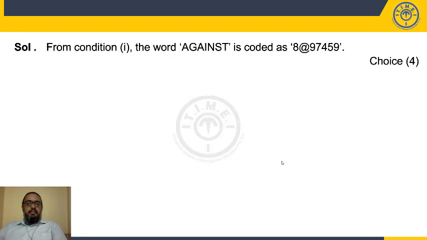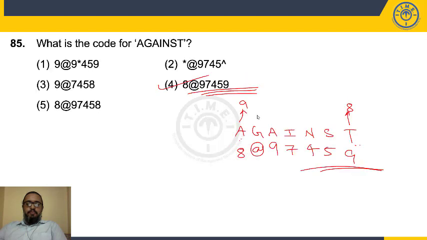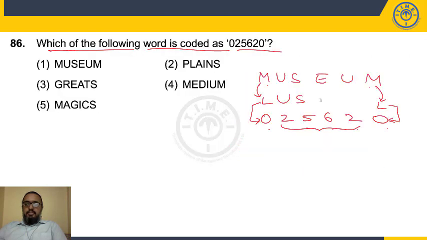So let's take the remaining. So for 2562, 2 is U, then 5 is S, 6 is E, again 2 is U. So USEU. So it is exactly matching. So my answer is museum. Choice 1. Okay? Yeah.